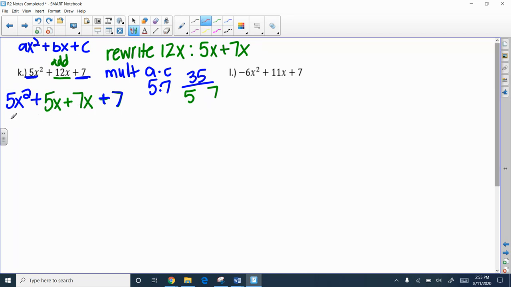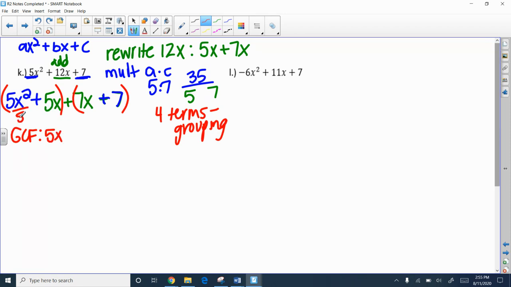Now, hopefully you notice that we have 4 terms. And since there are 4 terms, we need to factor by grouping. So that's why knowing how to factor by grouping is important for this. All right, so I'm going to group the first 2 together and group the second 2 together and look for a GCF of each group. So the GCF of the first group is they have a 5 and an x in common. So I'm going to divide out a 5x.